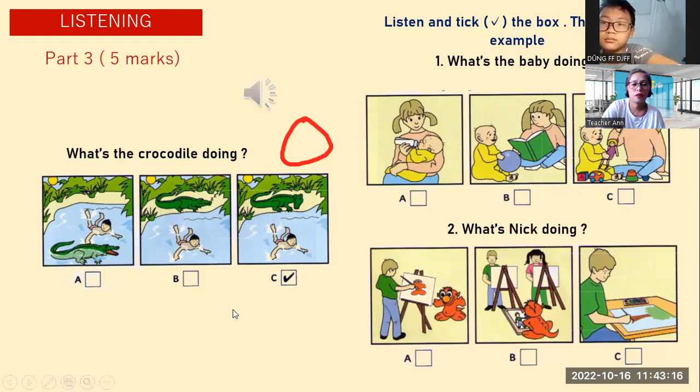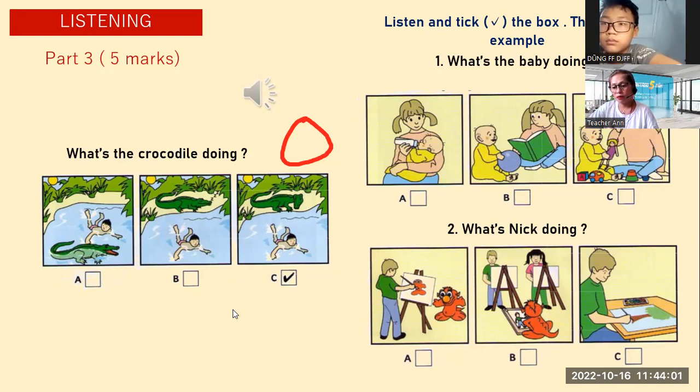Look at the pictures. Listen and look. There is one example. What's the crocodile doing? Can you see the crocodile? Is it swimming in the water? No, but the boy's swimming. The crocodile's next to the water. Is the crocodile sleeping? No, he's watching the boy. Can you see the tick? Now you listen and tick the box.